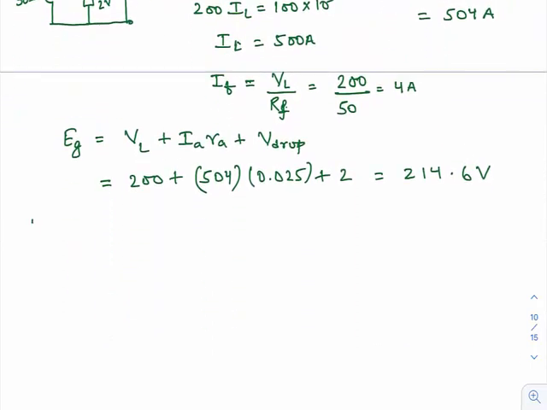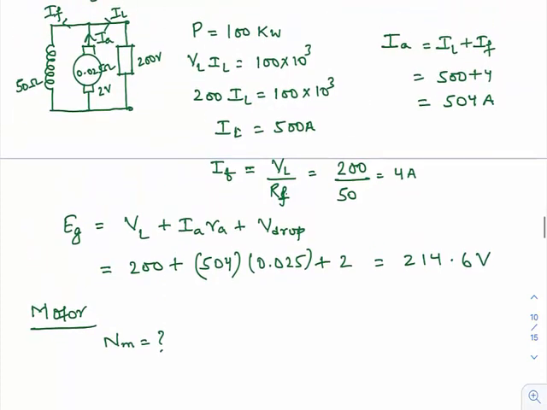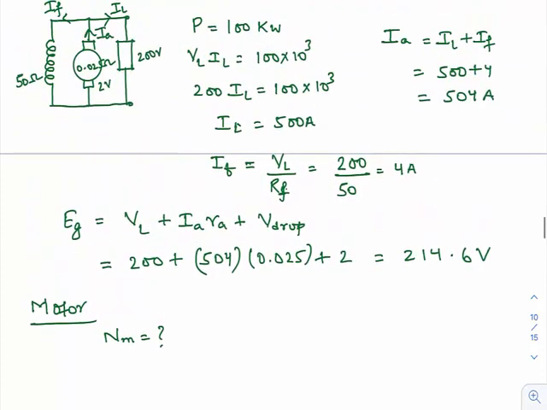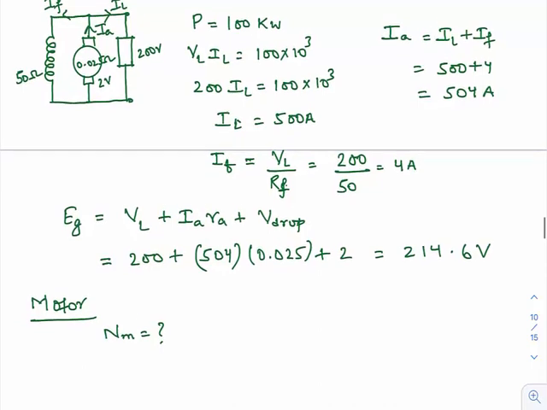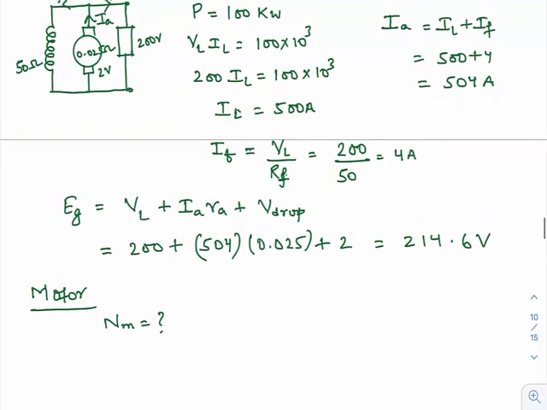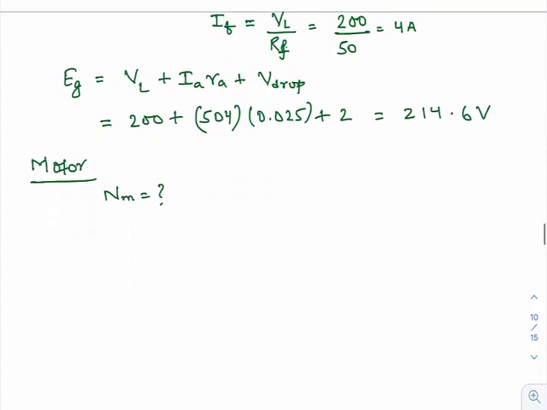So let us take the case of motor. तो मोटर में आपको NM नहीं पता है. This you have to find. So I can easily find the back EMF of motor, but first I have to find the value of armature current in case of motor. The armature current is absorbed in case of motor. तो मोटर का शंट मोटर बनाओ.